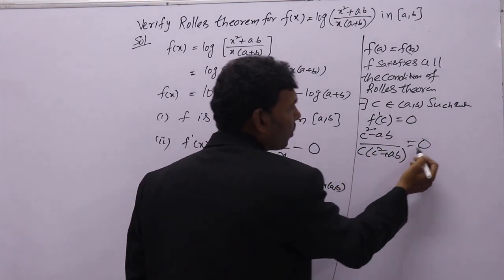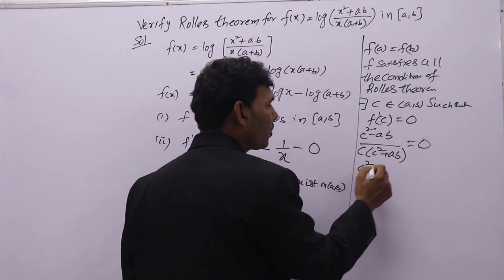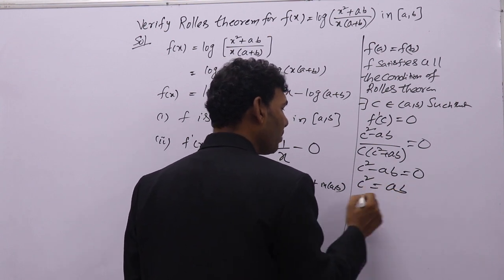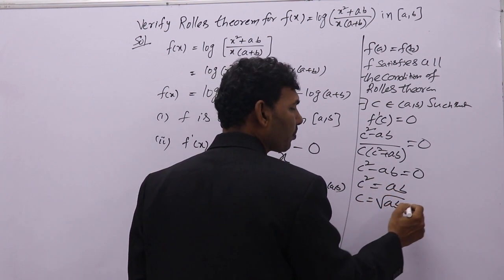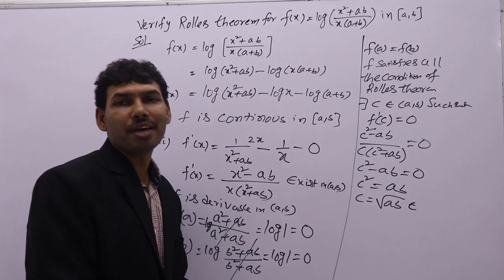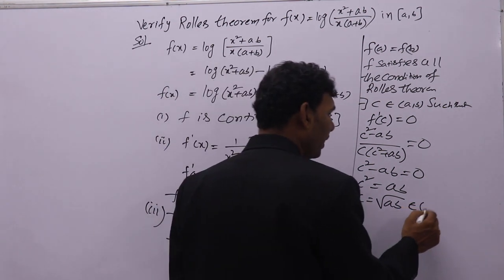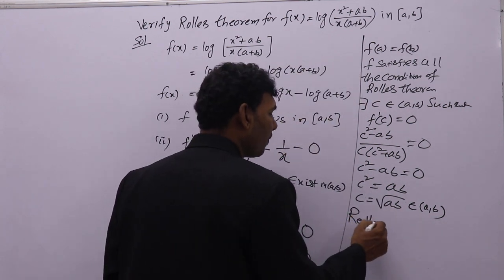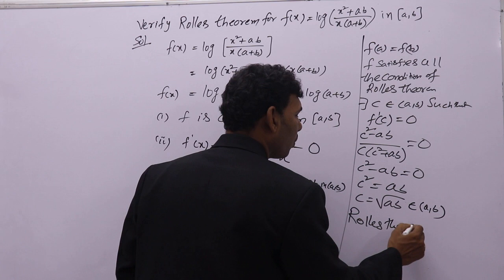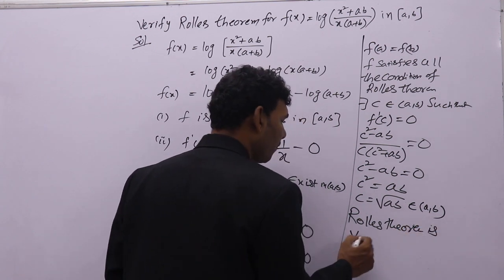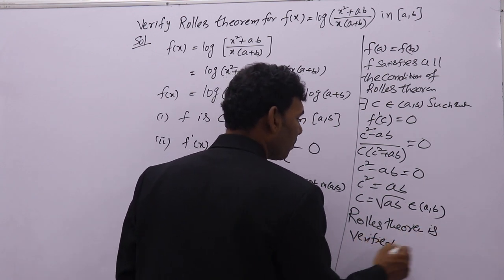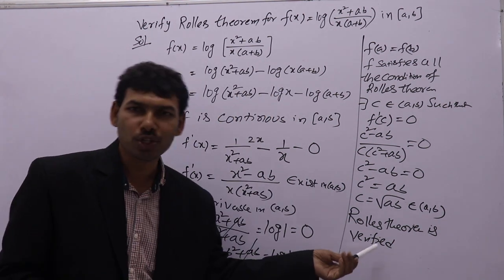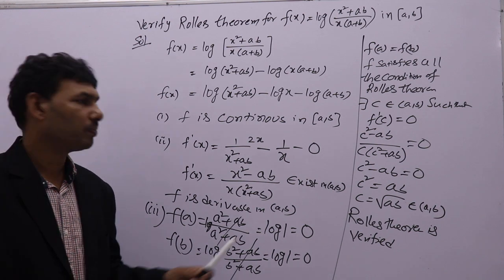Now send this term to the right side, that becomes 0. Then what you will have? C square minus AB equal to 0. C square equal to AB. C equal to root AB. If you want, you can check root AB always lies between A comma B. So Rolle's theorem is verified for the given function. We need to show that C exists in between A, B, that we showed. Okay, clear ma?